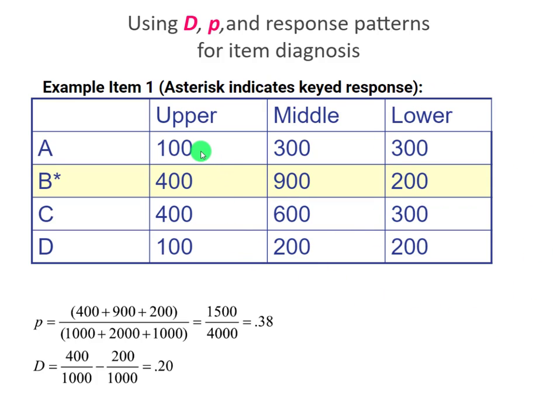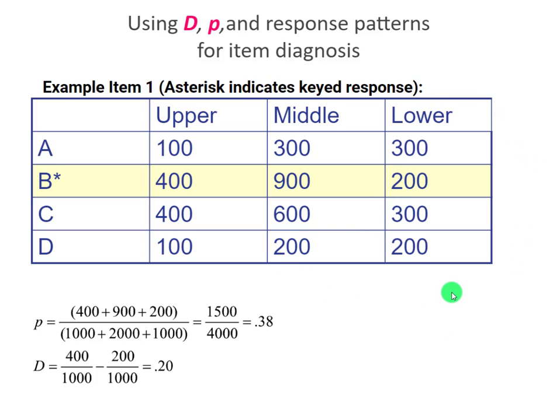In the upper group, there's 100 plus 400 plus 400 plus 100, so there is 1,000 students in the upper group. In the lower group, there is also 1,000 students. There's 300 plus 200 plus 300 plus 200 also gives you 1,000. And in the middle group, we have 300 plus 900 plus 600 plus 200, so that is 2,000 students. Okay, so 1,000 upper, 2,000 middle, 1,000 lower.